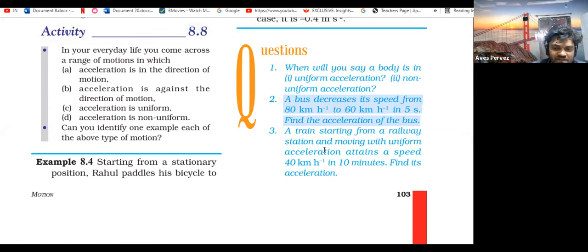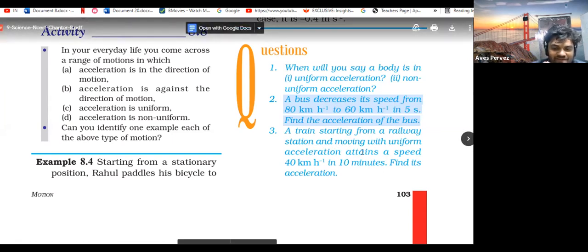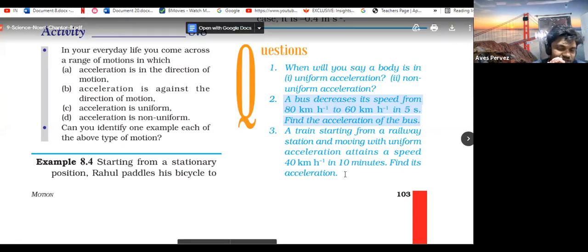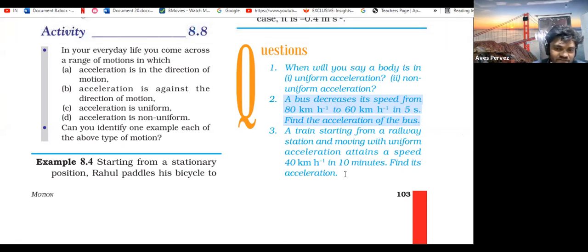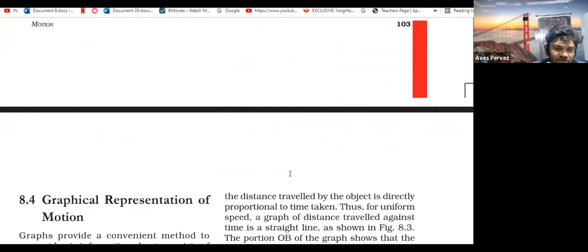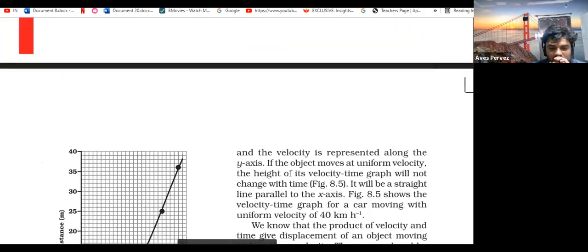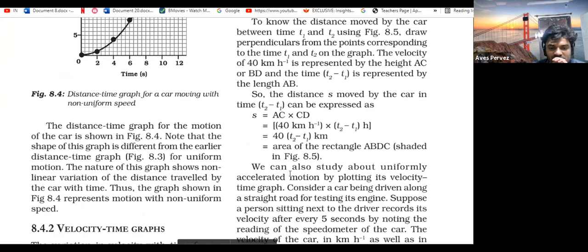It is moving with a uniform acceleration and attains a speed of 40 kilometer per hour in 10 minutes. You need to find its acceleration, and that will be similar to the one above. So that is easy. Let's move towards the next question.